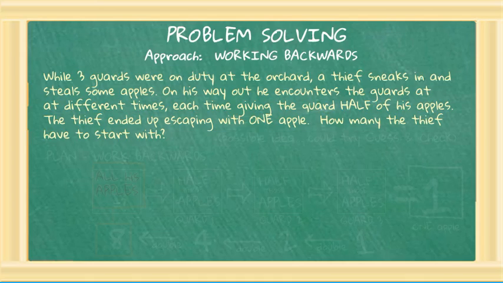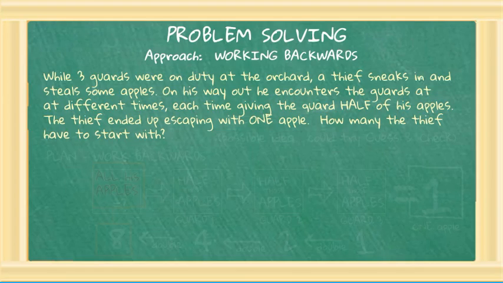3 guards are on duty at the orchard. A thief sneaks in past all 3 of them apparently, steals some apples. On his way out, he encounters each of the guards at different times, and each time he gives the guard half of his apples. The thief ends up escaping with 1 apple. How many did the thief have to start with?